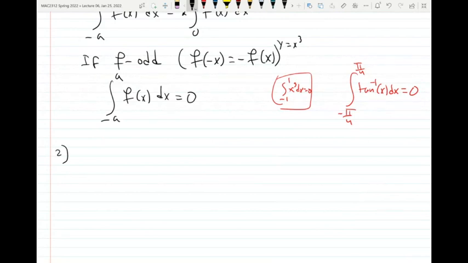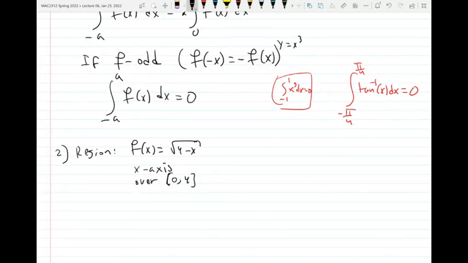All right. So how about this one? So the region is f of x equals square root of 4 minus x, and then is bounded also by the x-axis over the interval from 0 to 4. Now, when I say this, notice that everything is in terms of x. So I mean from x equals 0 to x equals 4. This interval is referring to the x-axis. And let's rotate about the y-axis. So remember, our first job is to sketch the region.